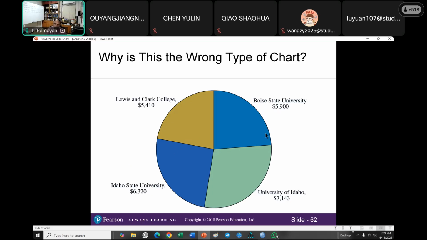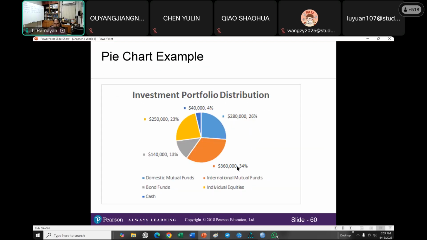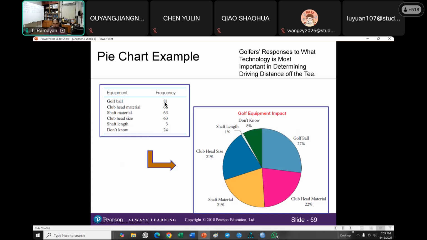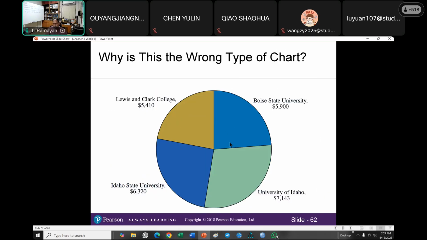This one is incorrect use. Remember, here we need to take this number divided by the total. We cannot present the 81 in the slice. It's not proportion. So here is actual dollar spent, right? So what you need to do is have the total amount spent and then see which university gets more or less. So this is not proportion, right? So you should not be using this pie chart.